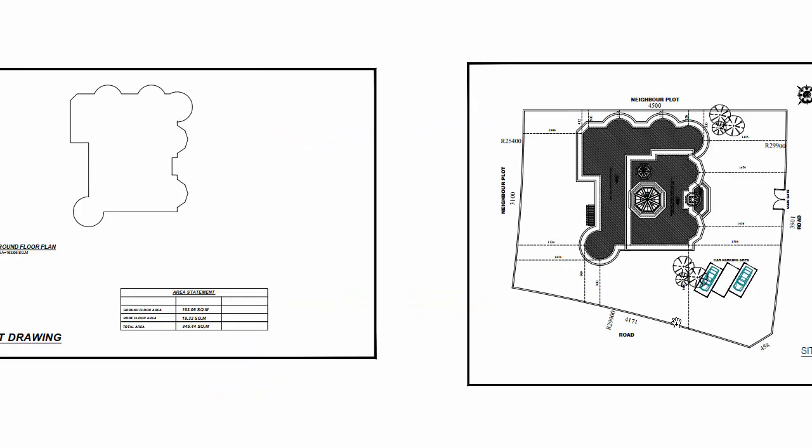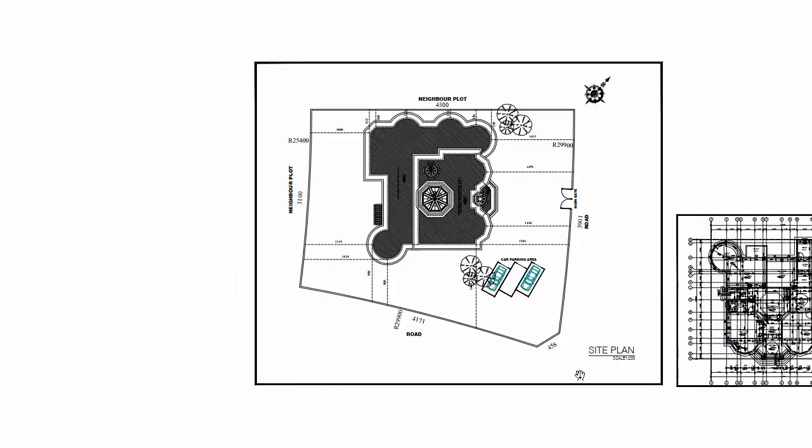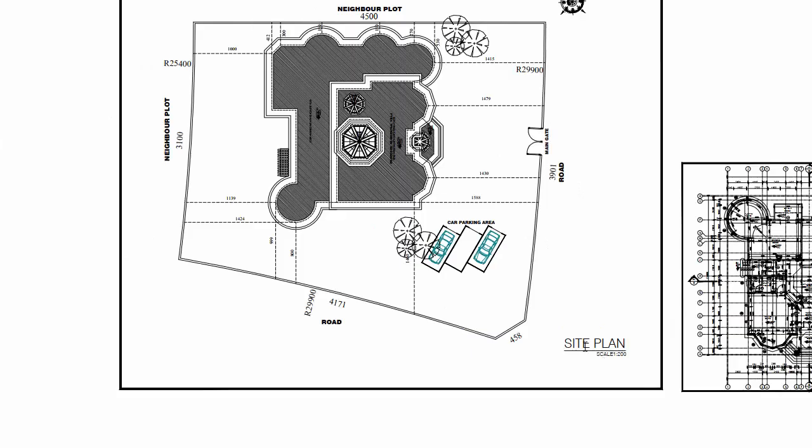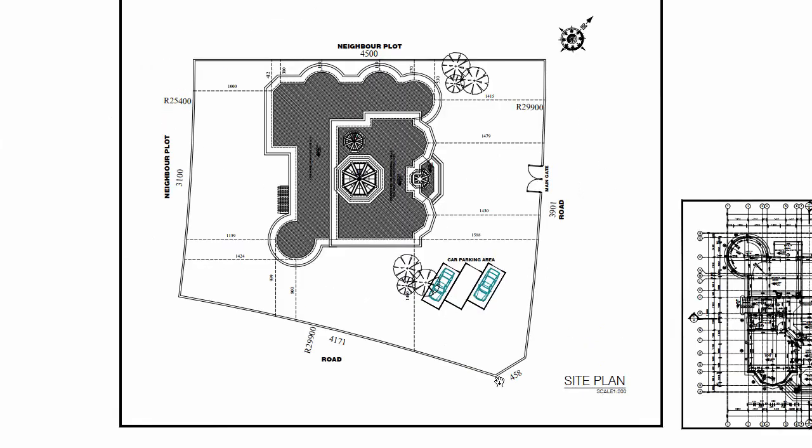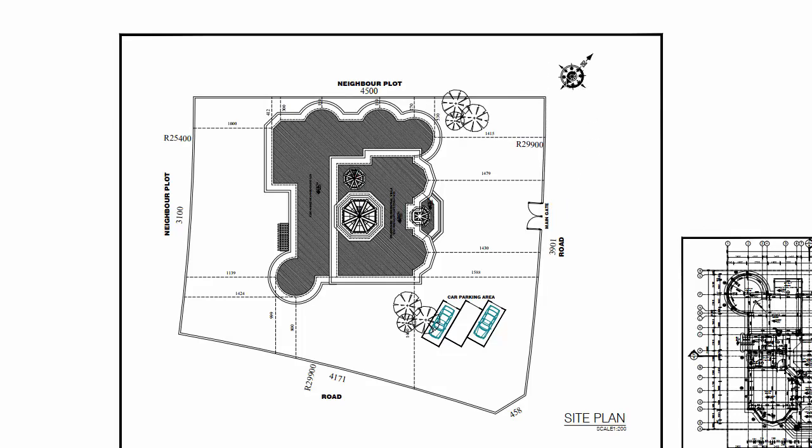Then, moving on, we have the site plan. Here we have to show the landscape of the project. So here we have the landscape, the neighbor plot, and the road. On two sides we have the road, and on the other two sides we have the neighbor plot. We have shown the landscape, and we put the north symbol here. Also show the north direction.